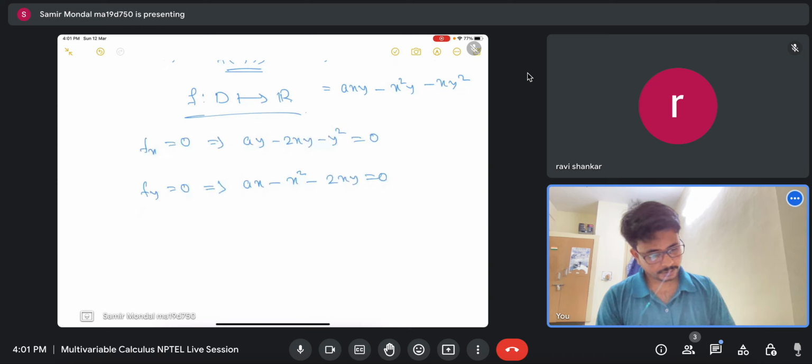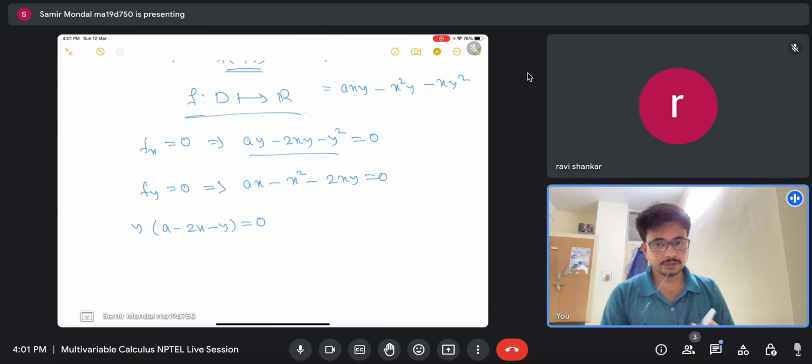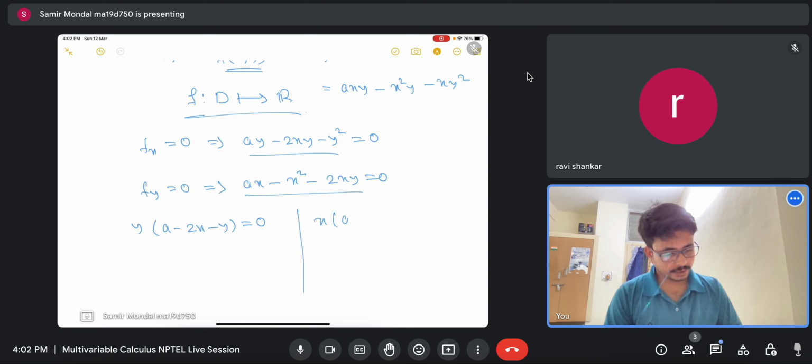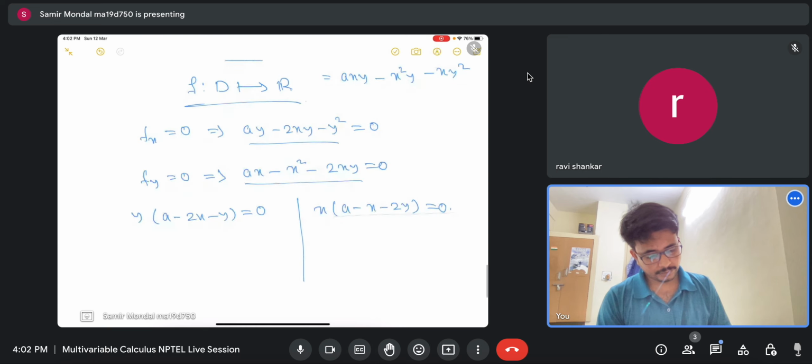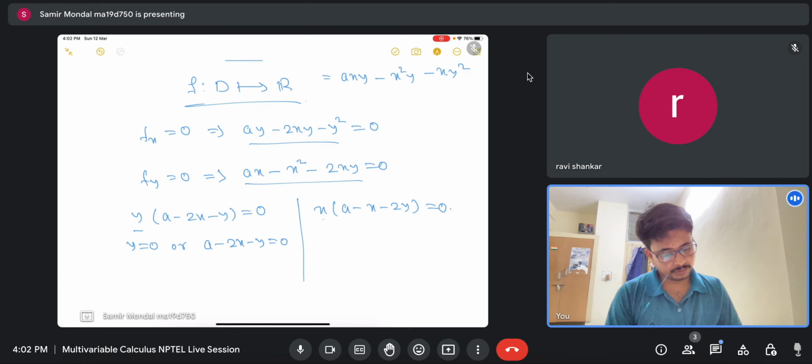So take y from here: a minus 2x minus y equals 0. Okay, and from here take x: a minus x minus 2y equals 0. So from here your y can be 0 or this quantity a minus 2x minus y equal to 0. Here also your x equals 0 or a minus x minus 2y equal to 0.